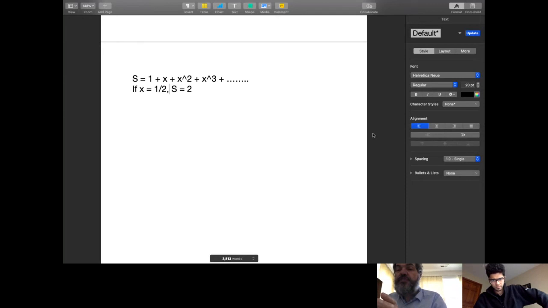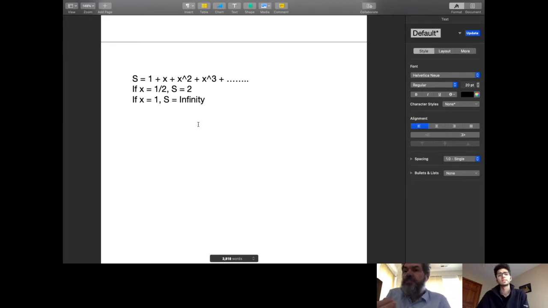If we take x to be 1, then that's bad luck. We cannot add these things. It's 1 plus 1 plus 1 plus 1 plus 1 and so on. So that would be a divergent series. Yes. And of course, if I take x to be a number that's even larger than 1, the sum will be, again, infinite. It's a divergent series. It diverges even faster.